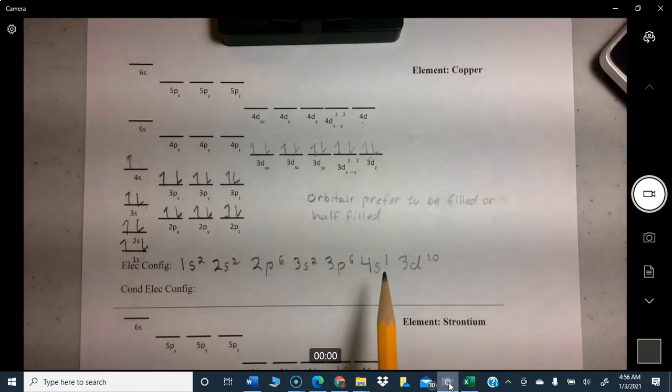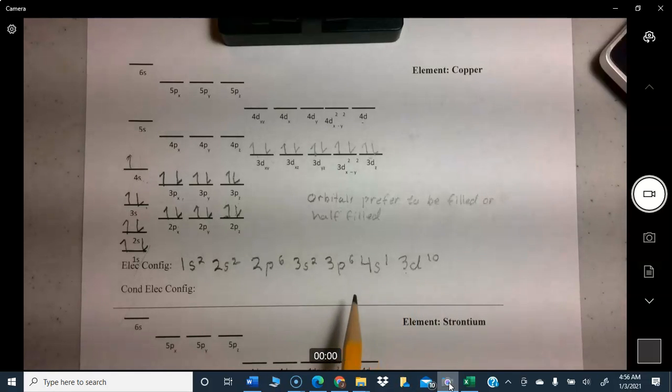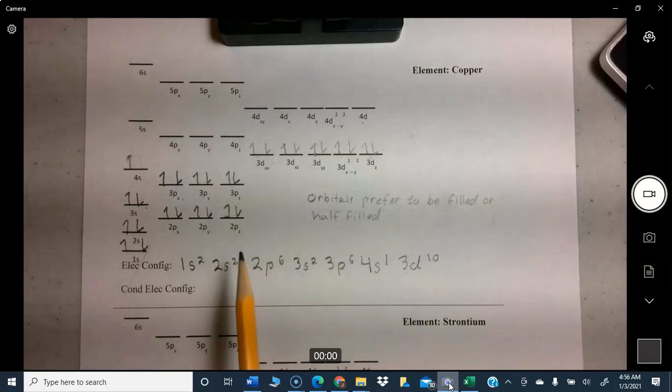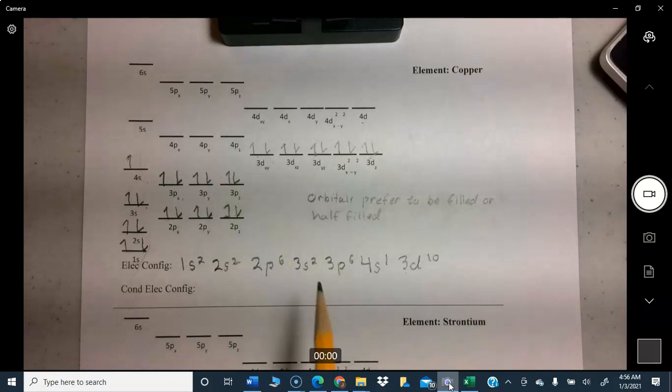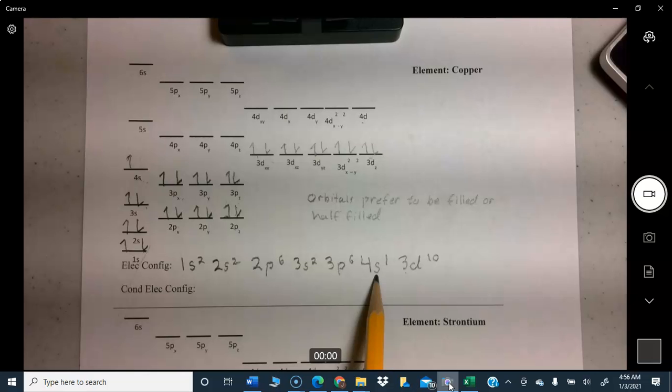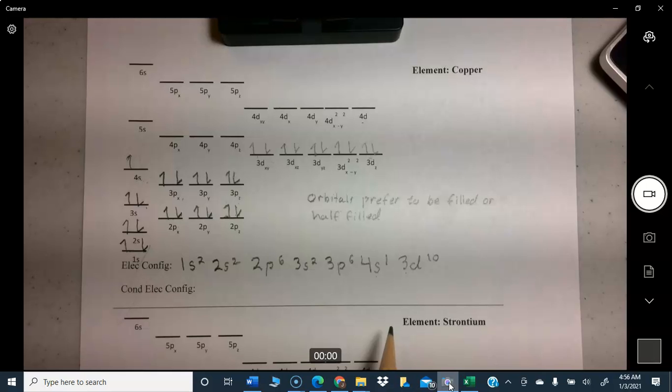Now there are some books that will show the 3d in just proper number order, so the 3d will come before the 4s. I don't do it that way because I want you to follow the periodic table, and your book doesn't do it that way either. Follow the periodic table in terms of the orders. The 4s comes before the 3d orbital on the periodic table as you simply go line by line down the periodic table.